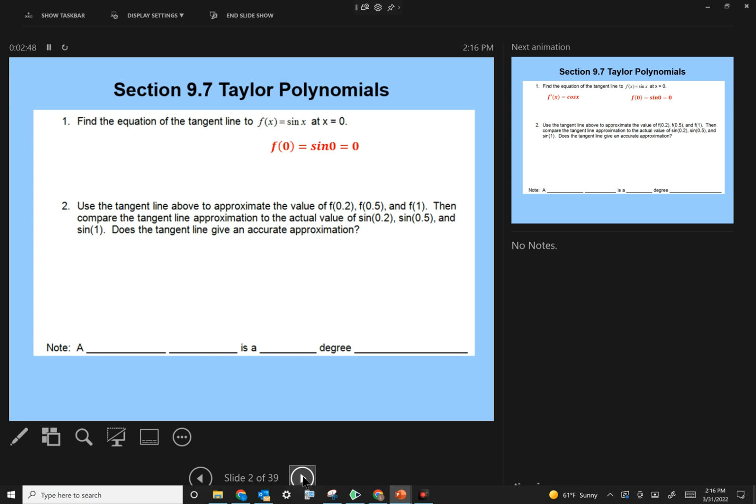Check. What else do I need for a tangent line? Slope, and the slope comes from the derivative. So let's take the derivative, and then what do I need to do with that derivative? Plug in the 0, right? So the derivative at 0, what's the cosine of 0 again? 1. So we're ready to write our tangent line, right? y minus 0 equals 1 times x minus 0. Basically, y equals x, yes?